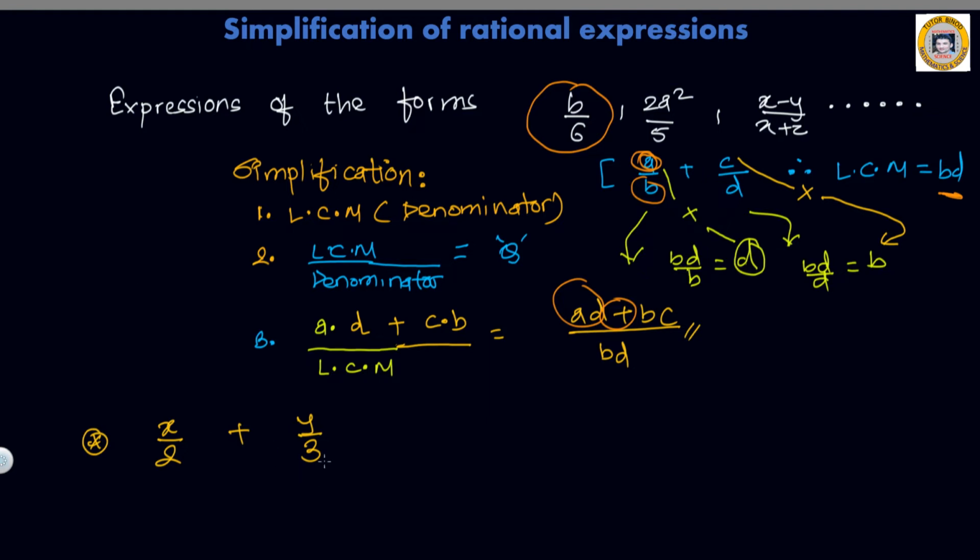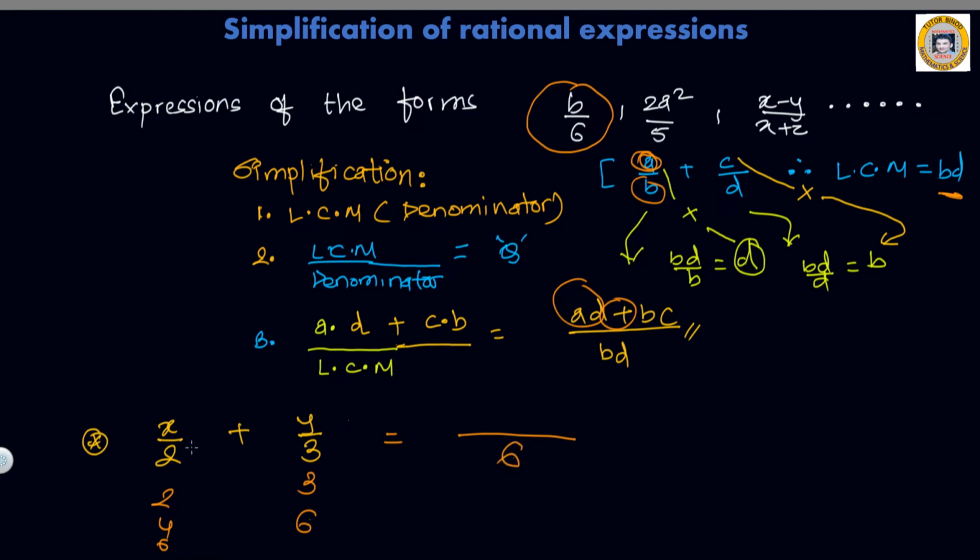Let me show you by a concrete example. Suppose I have x over 2 plus y over 3. The first step is we should be able to take the LCM of the denominator. What is the LCM? Least common multiple of 2 and 3. Let us elaborate. 2 times 1 is 2, 2 times 2 is 4, 2 times 3 is 6. Similarly, 3 times 1 is 3, 3 times 2 is 6. So 6 will be the lowest common multiple of 2 and 3. So let me write 6 over here.